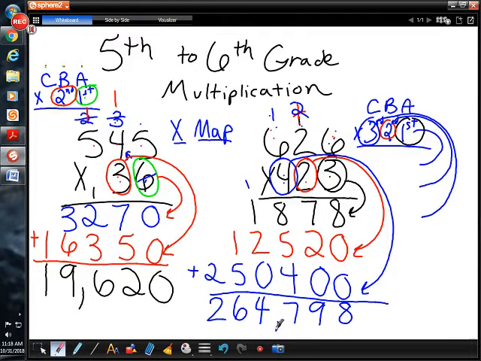Now, I got a couple minutes left, so I'm going to show you another way to do this. Okay, that was called the traditional way. Let me show you something I call the split way. This is something else I've been experimenting with and showing kids who just need another option. I call it the split way, and you'll see why here in a second. So let me start with a number.